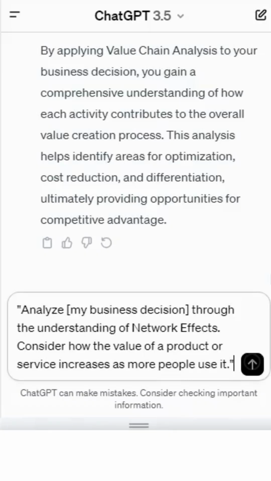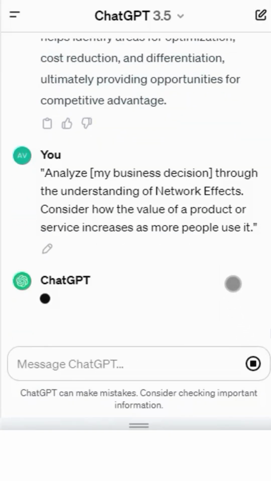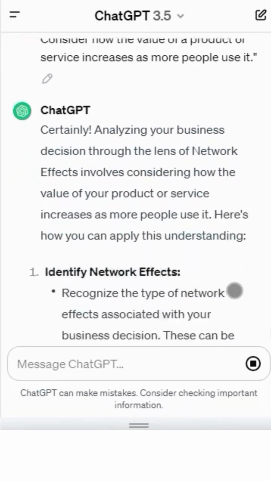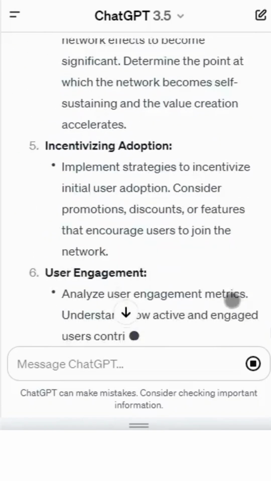23. Network effects. Prompt: analyze my business decision through the understanding of network effects. Consider how the value of a product or service increases as more people use it.